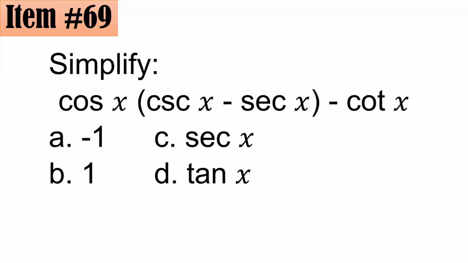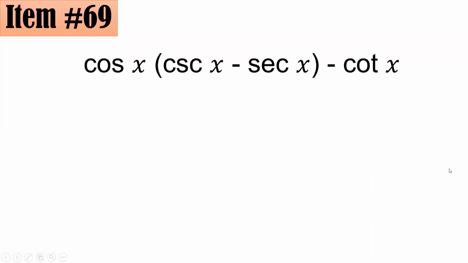69. Simplify cosine x times the difference of cosecant x minus secant x, subtracted by cotangent x. Is it -1, 1, secant x, or tangent x? Letter A daw, -1. It seems we have 3 people so far who relayed their answers. Sir Jason, Sir Jonathan, Ma'am Donna, their answer is A, -1. Also with Sir Mark, -1 din. Let's see kung tama sila.